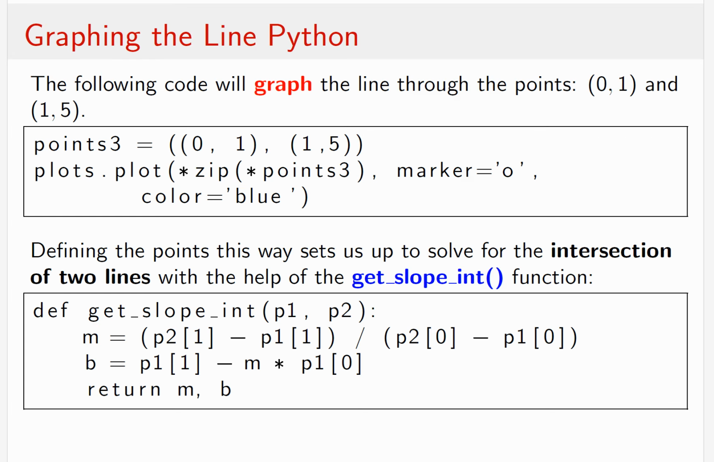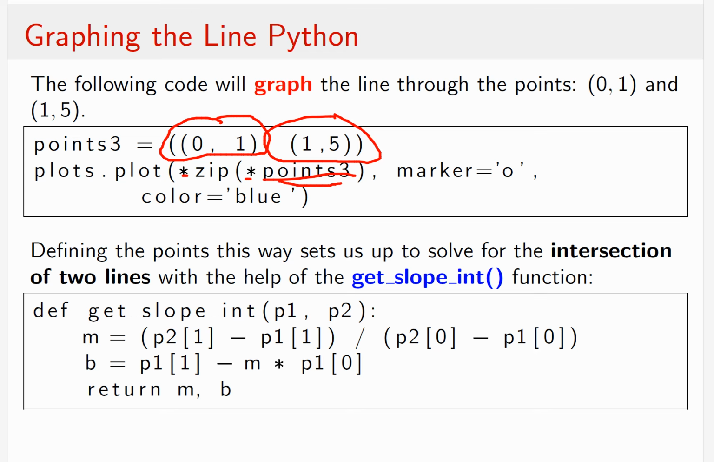Notice how we put in the points. These are designed very specifically, because I'm putting them in as an ordered pair of ordered pairs, which means that this variable, points 3, has both points in it. The zip with the star and the points with the star: zip will take a series of ordered pairs and zip them together into one object, and star zip will do the opposite, will unzip a collection of ordered pairs into their single pieces.